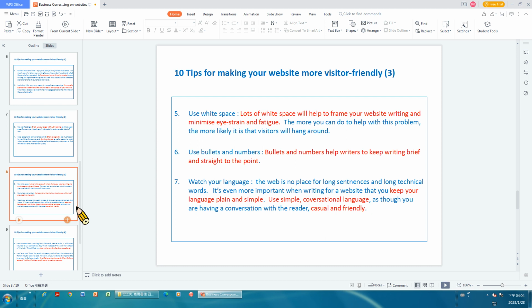Tip number 7. Watch your language. The web is no place for long sentences and long technical words. It's even more important when writing for a website that you keep your language plain and simple. Use simple, conversational language as though you are having a conversation with the reader, casual and friendly.